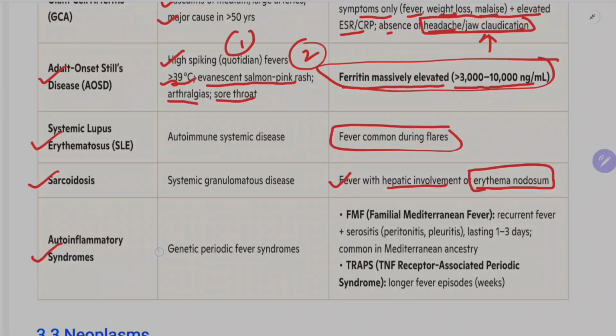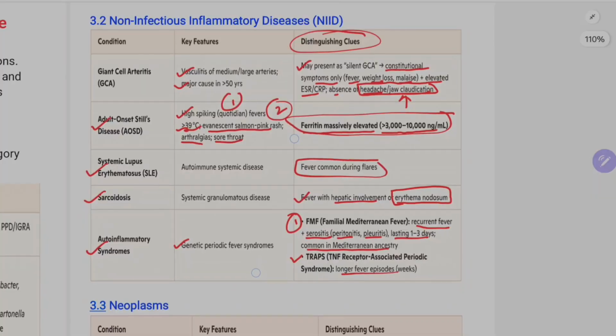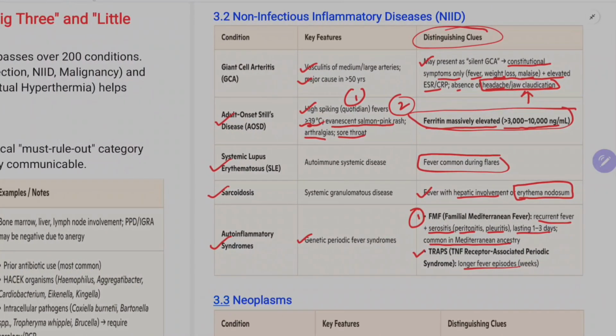Autoinflammatory syndromes include genetic periodic fever syndromes. First is familial Mediterranean fever, common in the Middle East. There will be recurrent fever with serositis, that is peritonitis or pleuritis, lasting 1 to 3 days, common in families of Mediterranean ancestry. Fever with serositis in the Middle East. Second is TRAPS, TNF receptor associated periodic syndrome, with longer fever episodes lasting weeks. So that's about the causes, the second of the big three. GASSA is the mnemonic to remember this one.